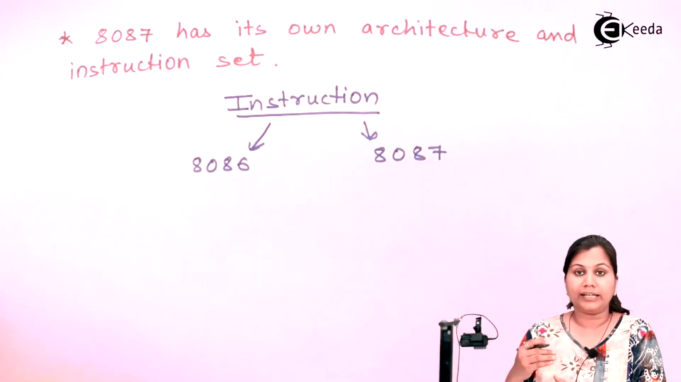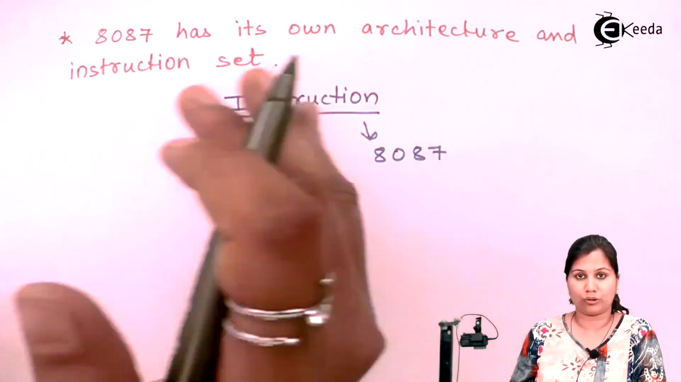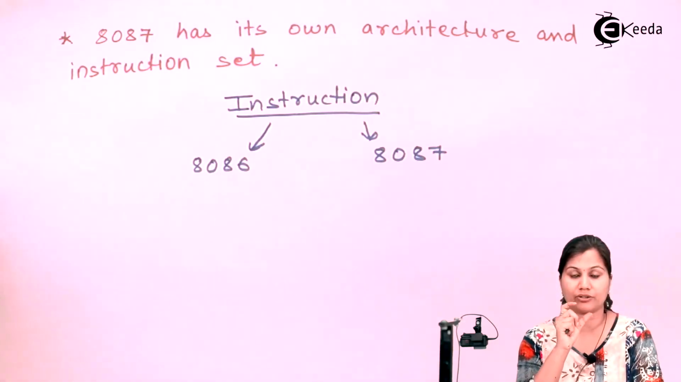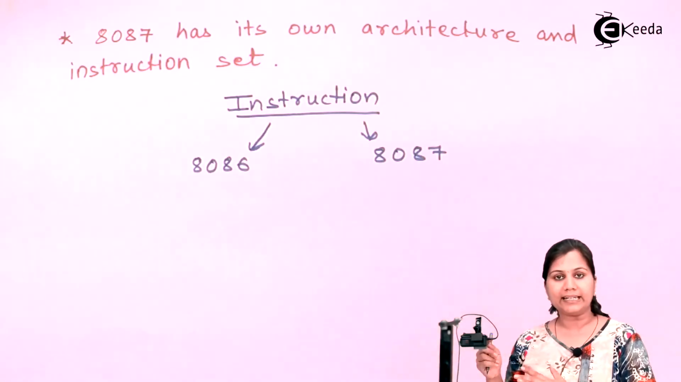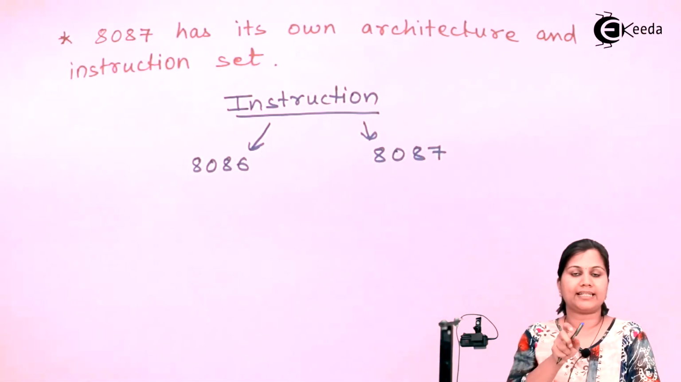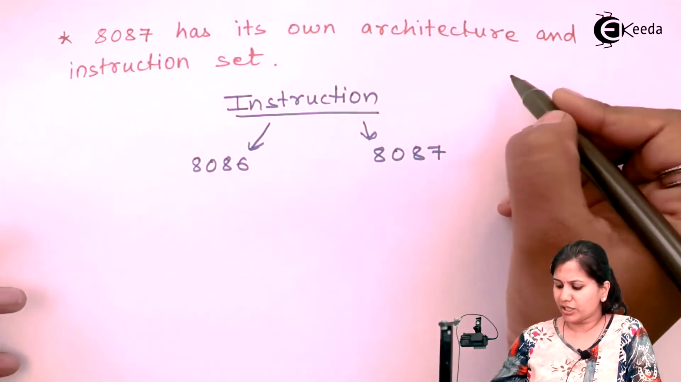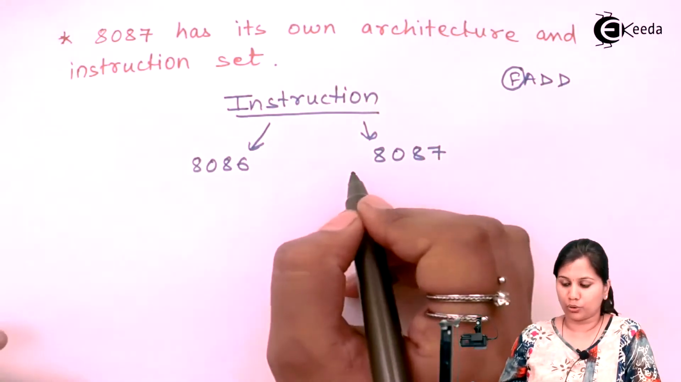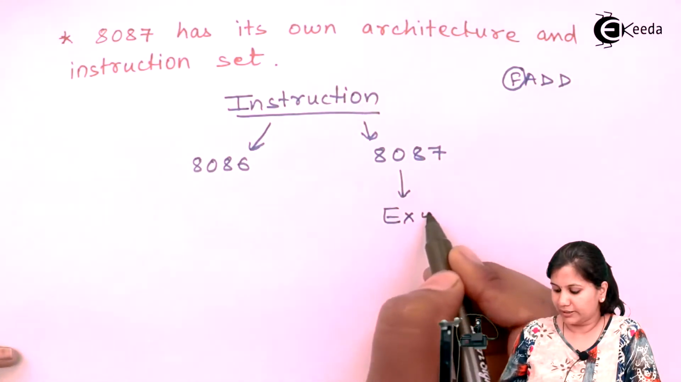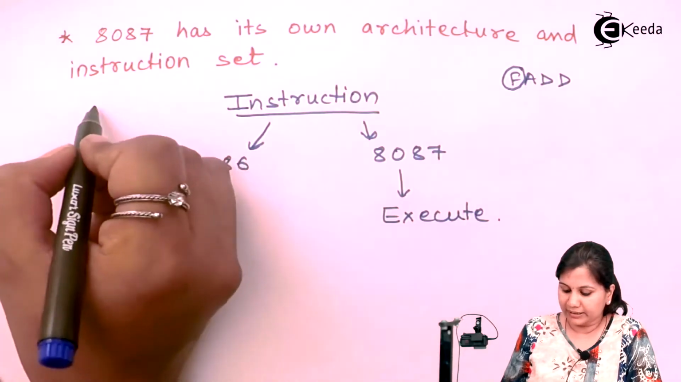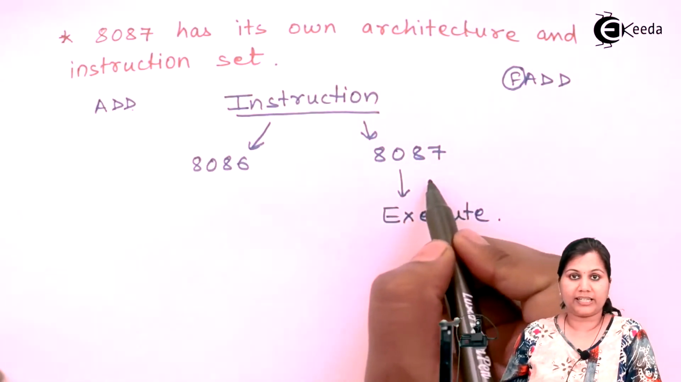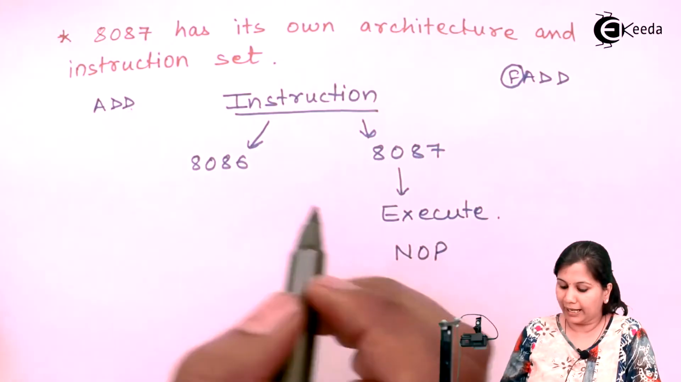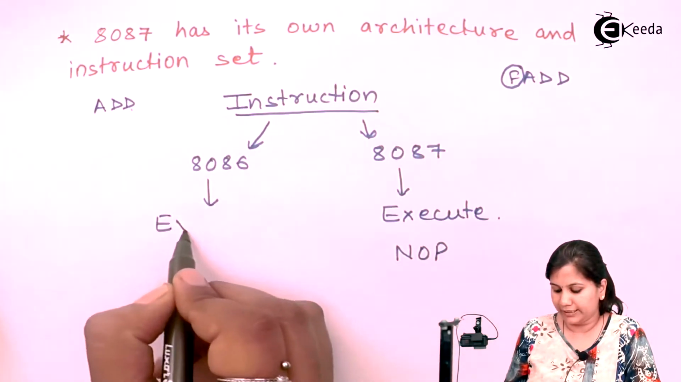When the 8087 decodes that instruction and finds that it is not an instruction of its instruction set, because, as I told earlier, the difference between the instructions of the 8086 and 8087 is that in the 8087 we have the F prefix, whereas in the 8086 we do not, it will check that. Suppose FADD, it will check that the F prefix is there, so the 8087 is going to execute that instruction. If it finds that the instruction is ADD, then the 8087 will treat that instruction as a NOP instruction, that is, no operation will be performed. And that instruction will be executed by the 8086.